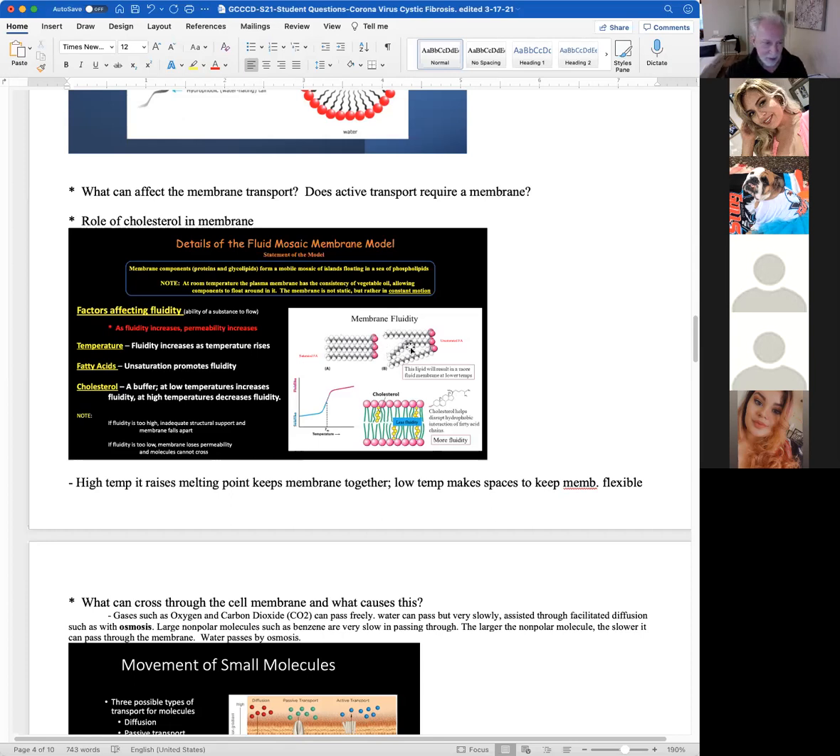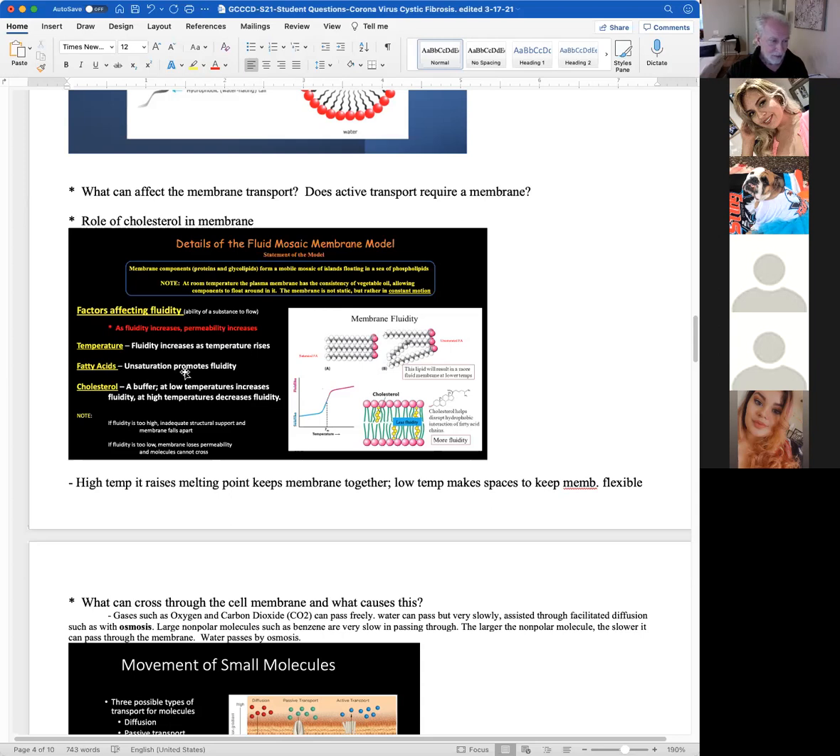If there's unsaturation, 1 or more double bonds, the tails are kinked. They bend, and when they bend, they force spaces between them and adjacent tails. And the spaces will allow for more fluidity, more flexibility in the membrane. And remember, the membrane is not a solid and it's not a liquid, it's somewhere in between. And it has to have that sort of dual nature in order to be semi-permeable.